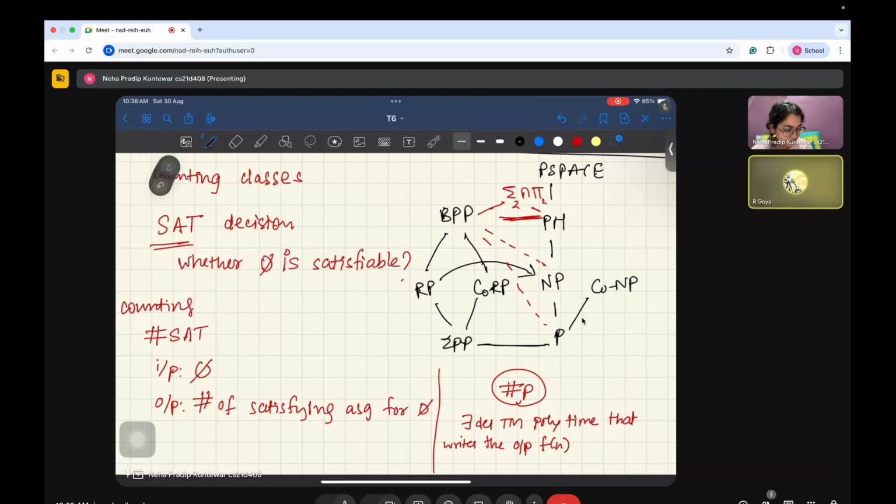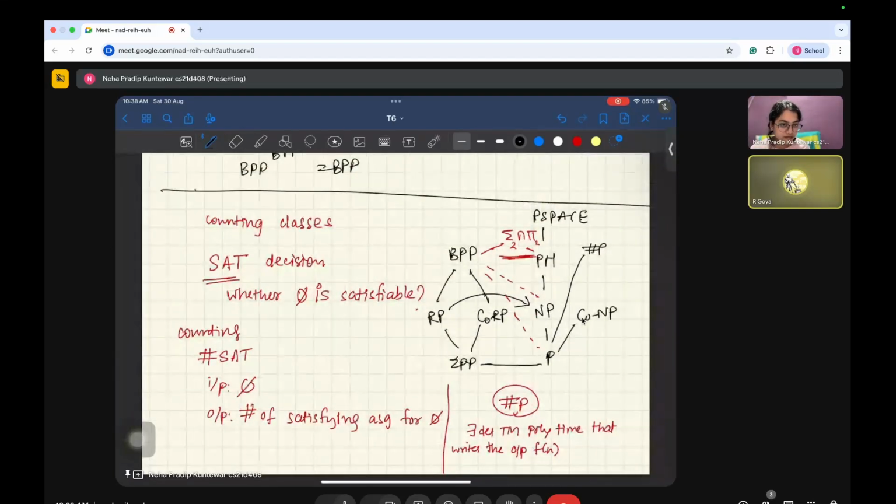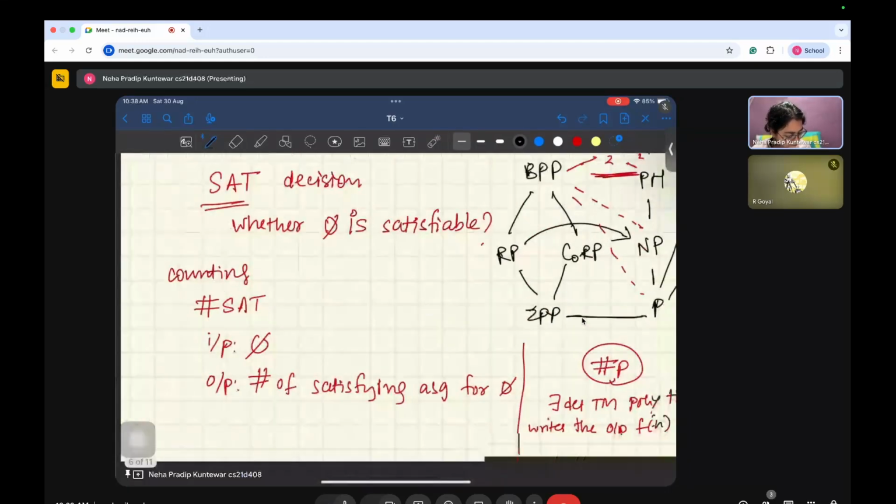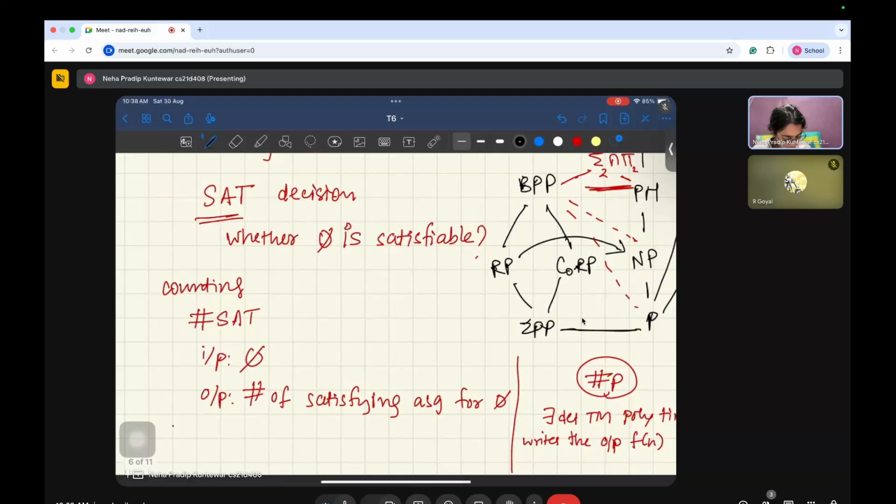Exactly. Can this difficulty reach the level where it becomes somewhere equivalent to NP? Can this #P reach that level where it becomes as difficult as the NP problem is? Actually, #P is much more difficult than it seems. In fact, there was a theorem in 1998 due to Toda. It's called Toda's theorem.